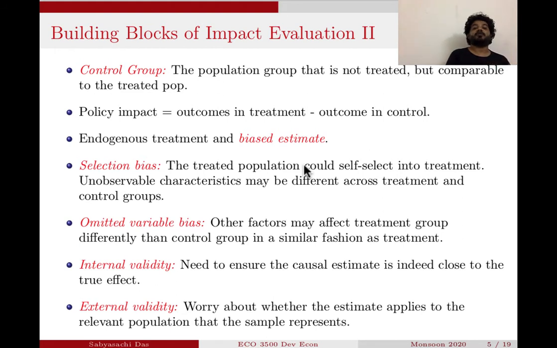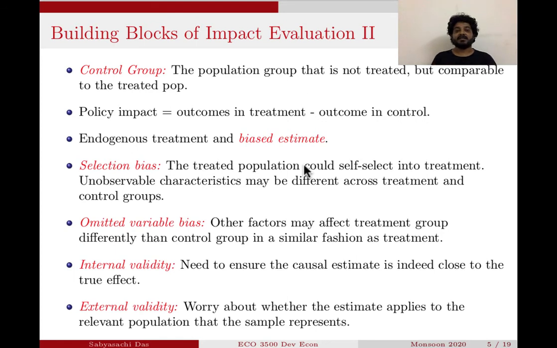So what we have to worry about is what we call endogenous treatment. What do I mean by endogenous treatment? I mean that the treatment is not randomly assigned to a bunch of people. There is some method through which treatment was assigned. If that's the case, then it might be possible that the assignment of treatment is probably correlated with certain features of either the context or of the individuals who are getting treated.